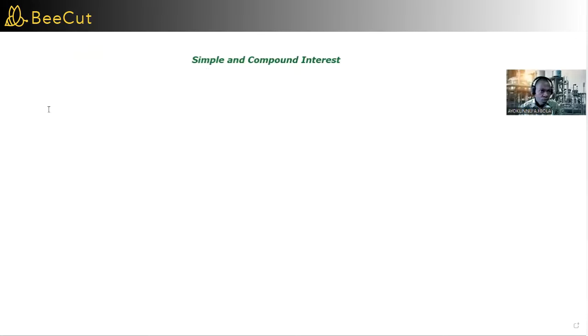Let's put it as simple and compound interest. So simple and compound interest. So here's the first question. Question 1 asks what?